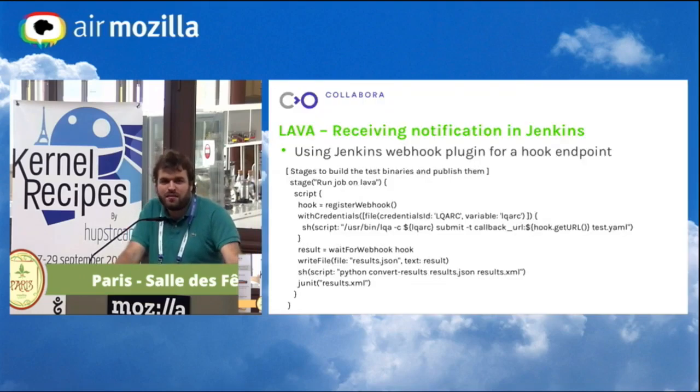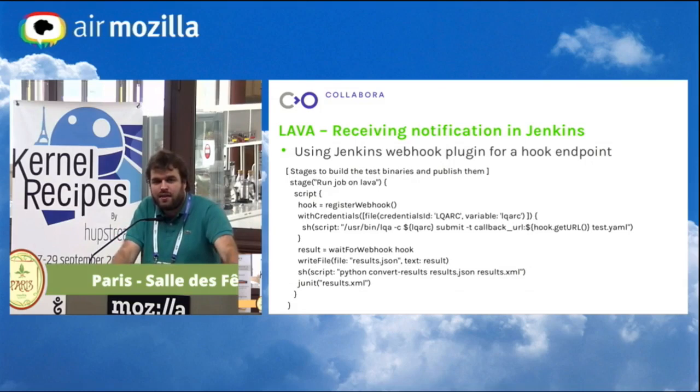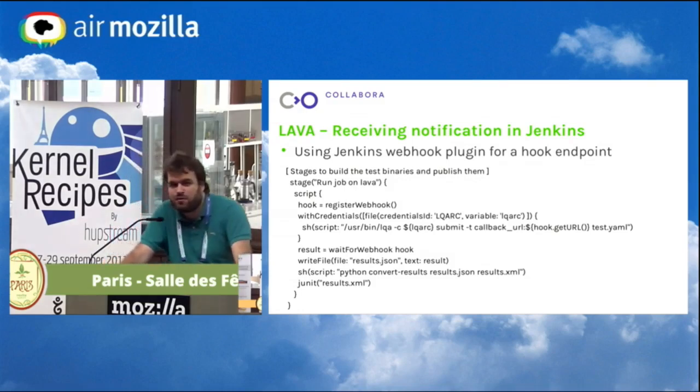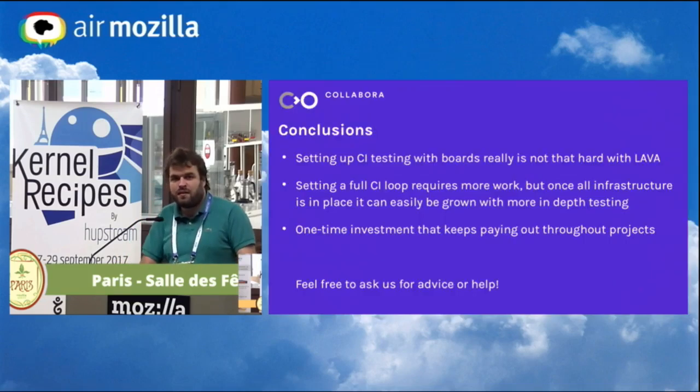And next we have a little bit of Jenkins script that you can copy paste because that's what I do. So we create something called a webhook, which is a Jenkins extension that just creates a URL that the result can be posted to, and it passes that information through Lava, through the LQA thing, the little thing we wrote, and then it waits for the webhook to complete, writes the JSON to a file, and there's a little Python script that Sherd wrote to convert the JSON to JUnit style XML, so it shows up nicely in Jenkins. So that's basically it.